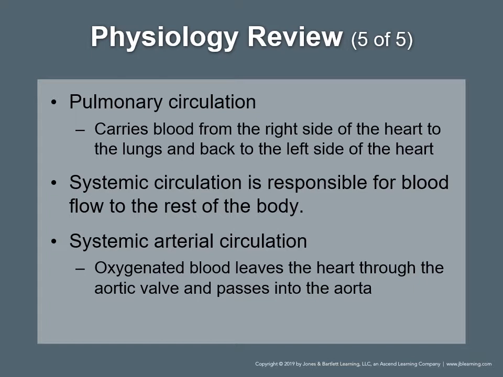Pulmonary circulation carries the blood from the right side of the heart to the lungs and back to the left side of the heart. Systemic circulation is responsible for blood flow to the rest of the body. Systemic arterial circulation. Oxygenated blood leaves the heart through the aortic valve and passes into the aorta. From the aorta, blood is distributed to all parts of the body.